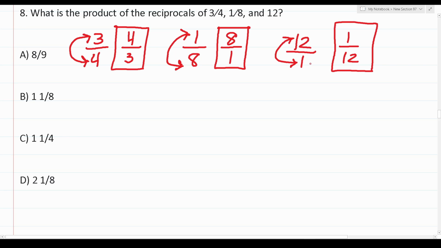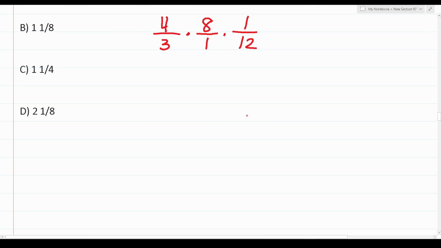All right, so now that we found all of our reciprocals, we want to find the product of them. So we're just going to multiply them all together. This becomes 4 over 3 times 8 over 1 times 1 over 12. And when you multiply fractions like this, you simply multiply straight across. So this will become 4 times 8 times 1 over 3 times 1 times 12. And that's actually pretty easy to do.